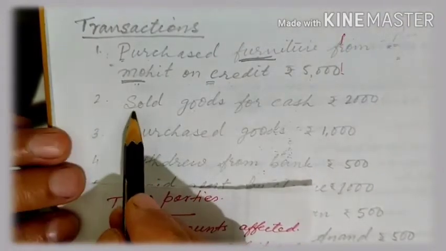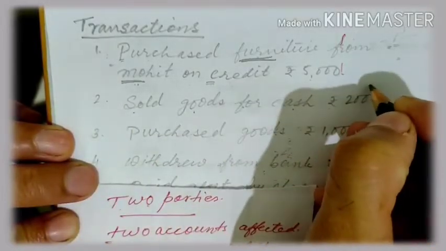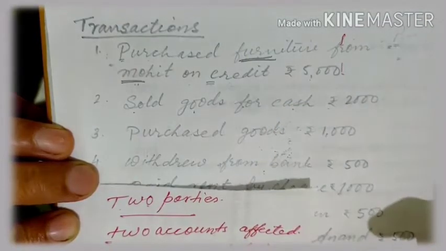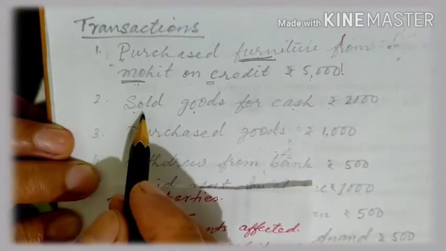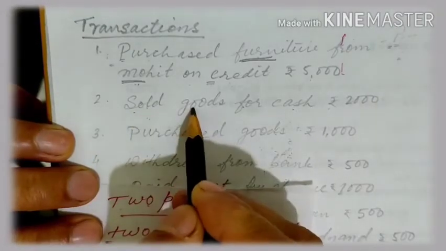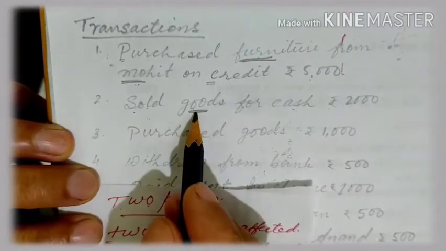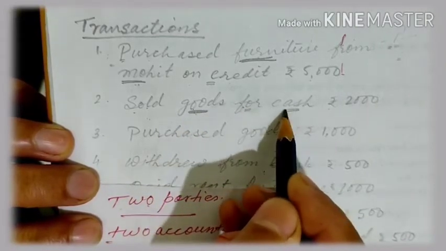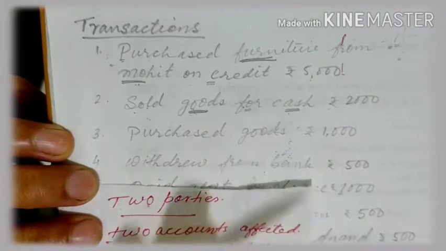Check the second transaction here. Sold goods for cash, rupees 2000. Who sold? Business sold. So one party is business. And who is the other party? The other party will be the customer. So again here there are two parties, business and customer. Again here we'll have two accounts affected. So what are these two accounts here? Sold goods. What are you doing? You are selling goods. So goods, and in return what are you getting? This is sold for cash. So you are getting cash. The business is getting cash. These two important things are here, goods and cash.